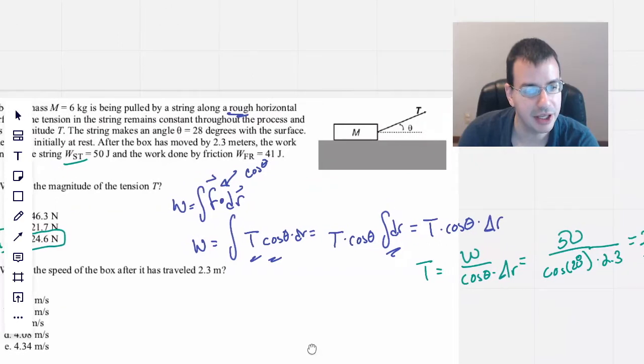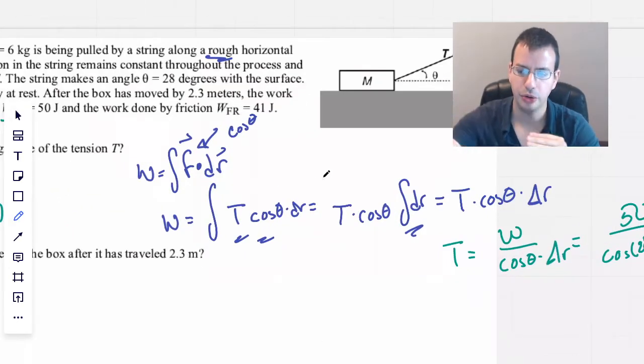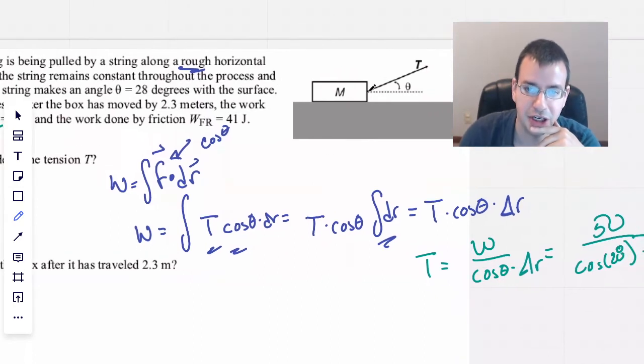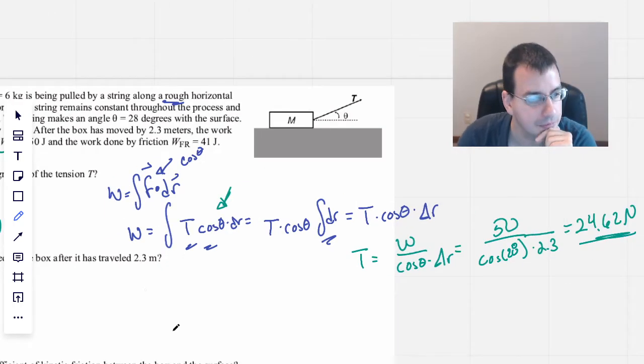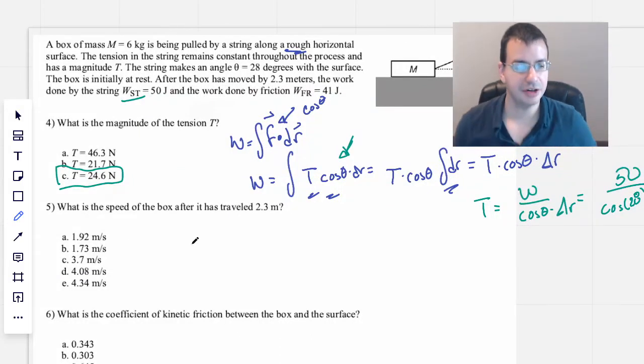And one careful thing is you want to make sure that you're doing the total tension. You want to do the tension up at an angle, not just the tension that's being pulled. And we took that into account here by using the cosine of theta. Okay, what is the speed of the box after it has traveled 2.3 meters?